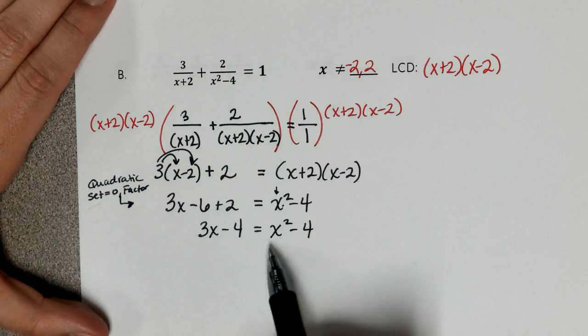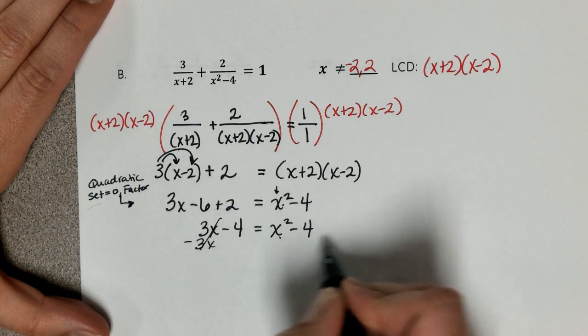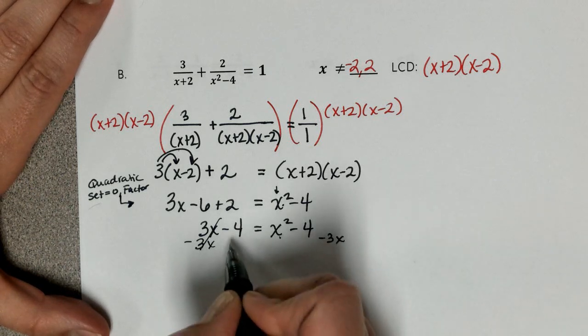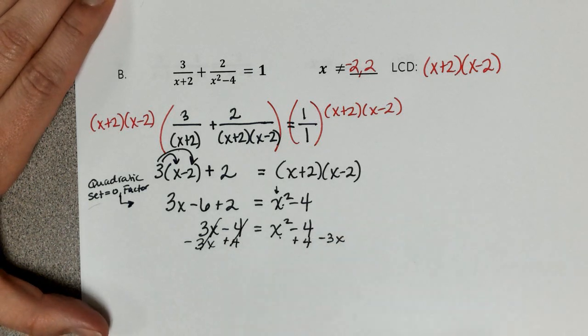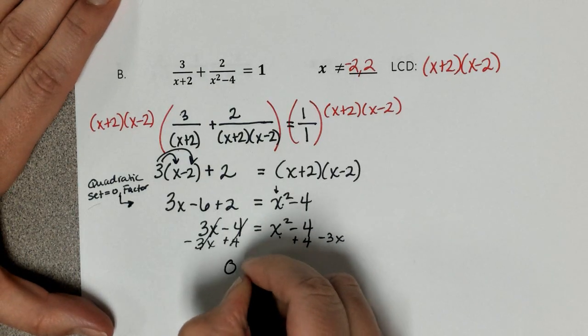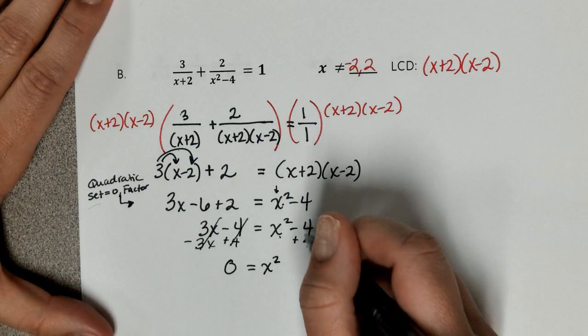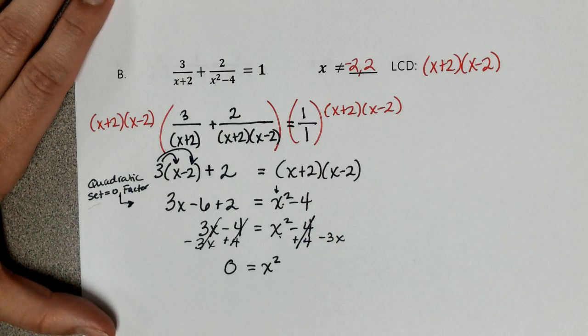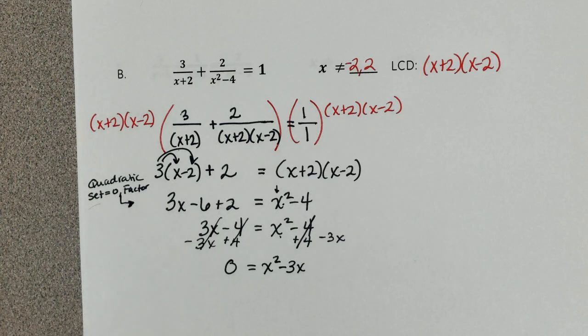Okay, so I want everything on the side with x squared. So that means I'm going to subtract 3x. And I'm going to add 4. So I have 0 equals, I have x squared. Those cancel out, right? Minus 4 plus 4. So I just have x squared minus 3x, which can be factored.